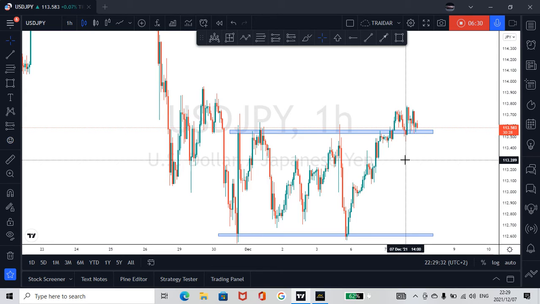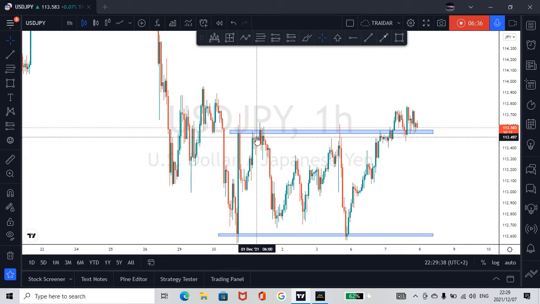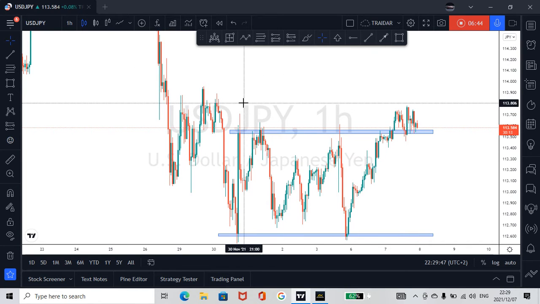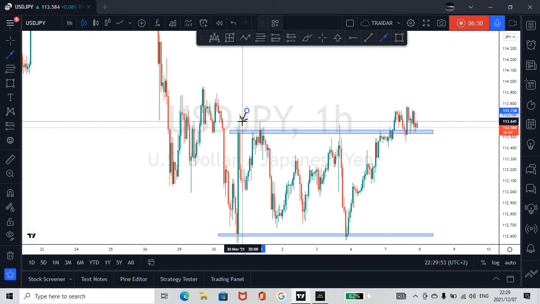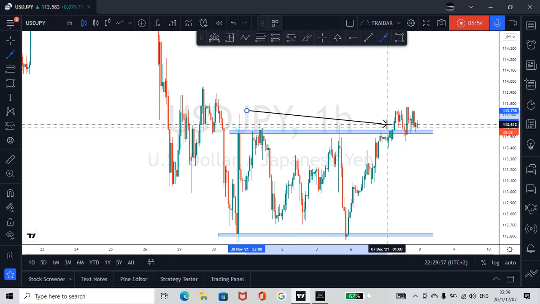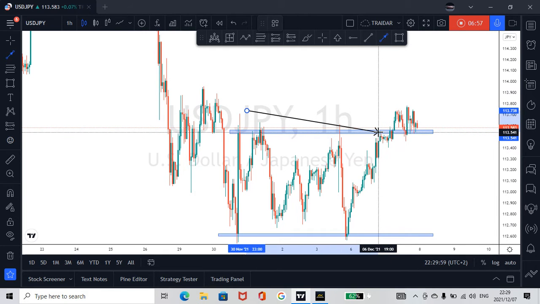So let me dive straight into our analysis. Let's make sure we kill the market the next time. The market has been rejecting in this area here, but first let's see how many times the market rejected. The market rejected 1, 2, and 3. Okay, let me just say 4, right?